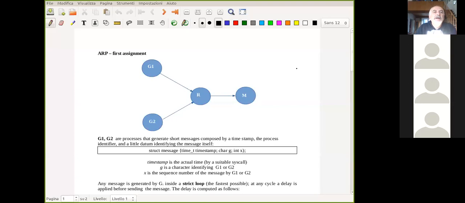Can you see the ARP first assignment? Yes, you can see the slide. You see the document. So, comments. It uses only known system calls: fork, exec, pipes. In that case, unnamed pipes.